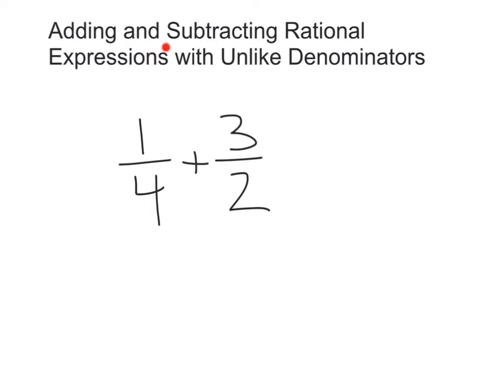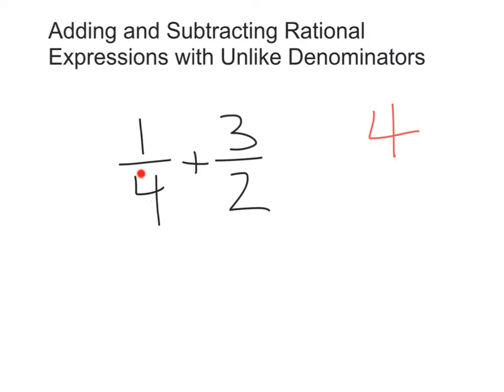Here we go, adding and subtracting rational expressions with unlike denominators. Like we've been doing, let's compare this to some basic fractions. If we had 1/4 plus 3/2, first we'd want to get common denominators. The common denominator of 4 and 2 is going to be 4. After we found that, we want to rewrite each term using that denominator.